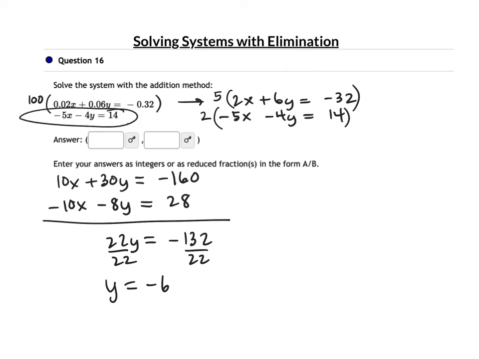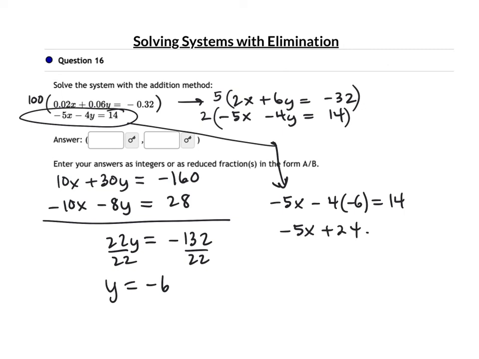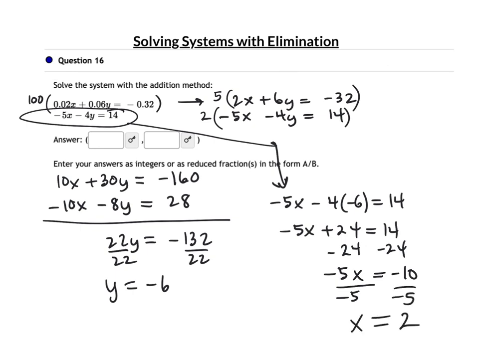Now I'm going to plug that back in one of my equations. I'm going to use that one. So negative 5x minus 4 times negative 6 equals 14. Negative 5x, this would be plus 24 equals 14. Subtract 24 from both sides. And negative 5x will equal negative 10. Divide by negative 5. And x equals positive 2. The solution to this system of equations is 2, negative 6.